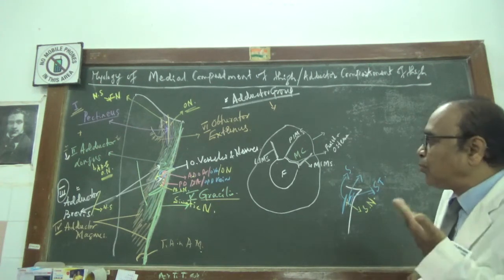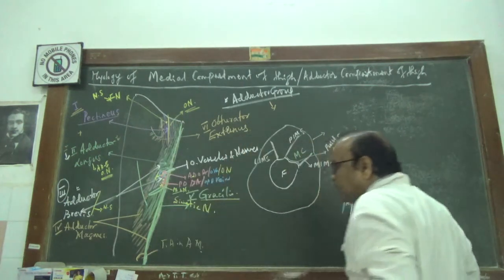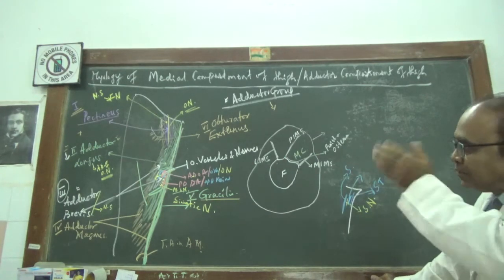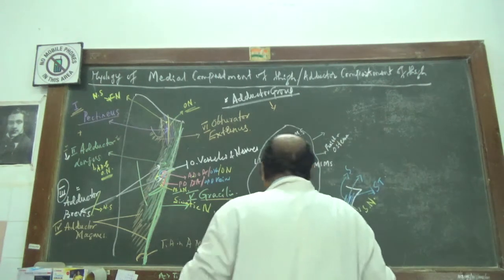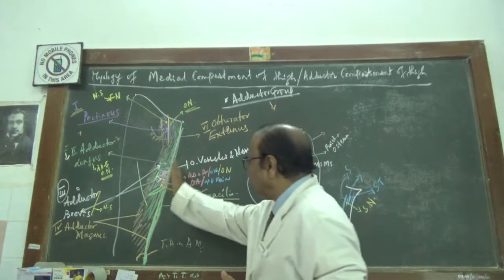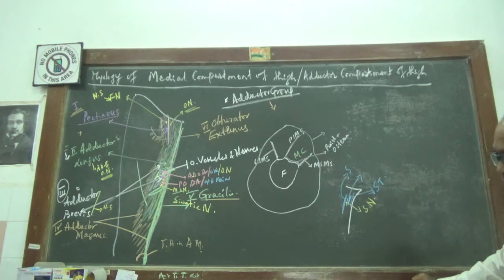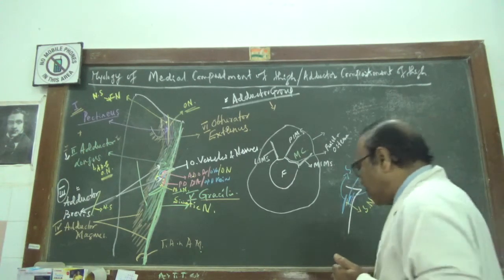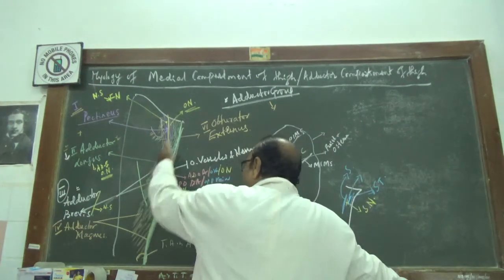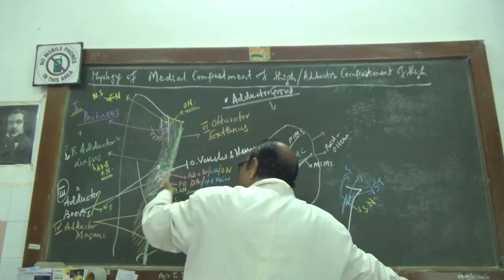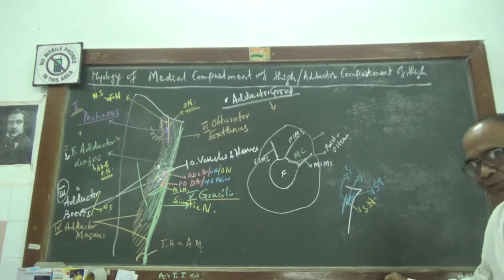Now what is the relation of the gracilis? Medially it is completely covered by the skin, superficial fascia, deep fascia, cutaneous nerves, cutaneous vessels. But laterally to this gracilis, there are the medial part of adductor longus, adductor brevis and adductor magnus. Because this gracilis runs medial to all these things, laterally it will have all the adductor group muscles.